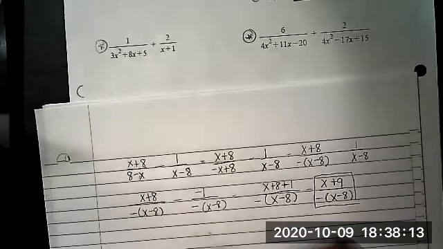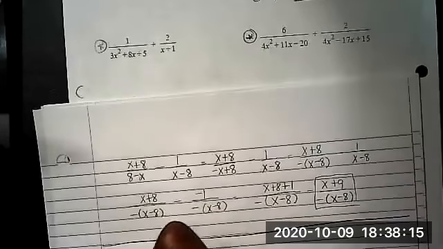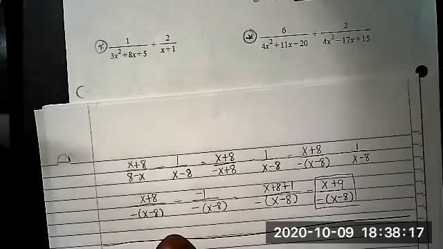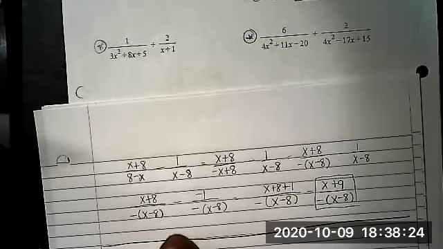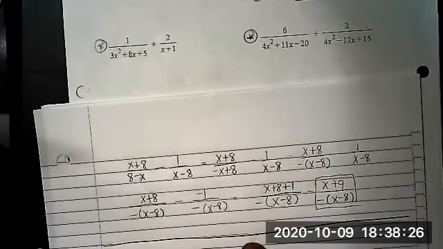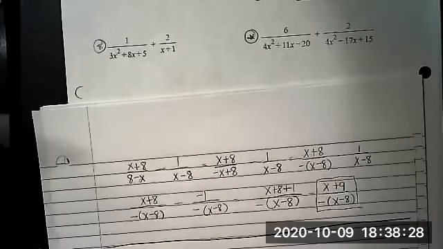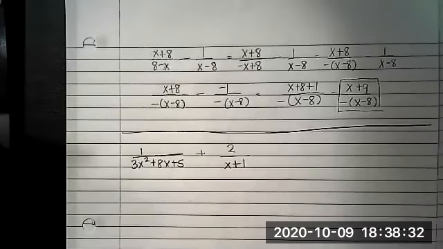So let's go here, a little line. We'll have 1 over 3x squared plus 8x plus 5, plus 2 over x plus 1. Okay, I just wrote it down.